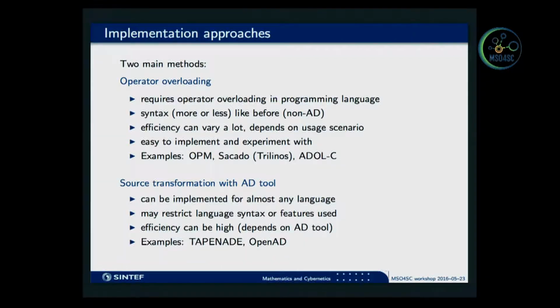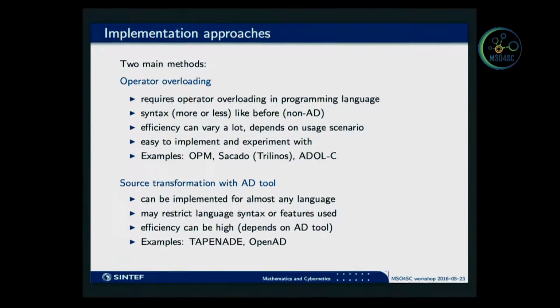And there are two main methods. Use operator overloading, this is what we do, and the other one is to have an automatic differentiation tool that does source transformation. Source transformation requires you to stay within a subset of the programming language you're in so that the tool can understand what you're doing and make the code for the derivative automatically. Operator overloading is easier to use but requires a host language that supports it, such as C++.